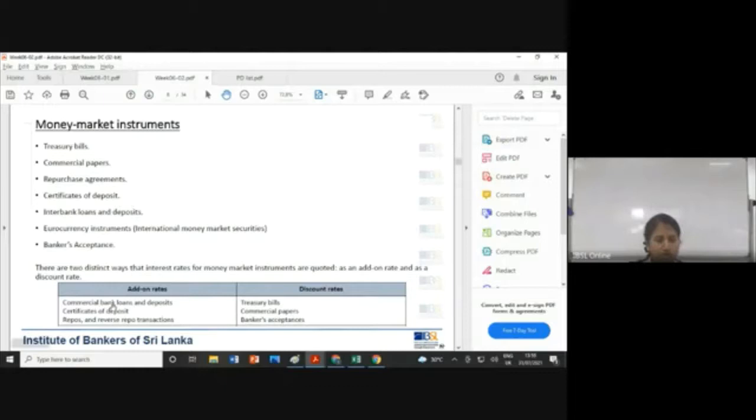Now, what I want you to do here is, for now, highlight certificate of deposit and put an asterisk. Because when we move to that topic, you will learn that certificate of deposit has both features of add-on rate and discount rate. Why have I put it in the add-on rate column? Because at the time of issuing a certificate of deposit, you issue it on an add-on rate basis. Subsequent to the issue, when they trade in the secondary market, they adopt the discount pricing method. So put an asterisk next to certificate of deposit and highlight it. When we study certificate of deposit, you could write that note here. So it's just one shot when you study.